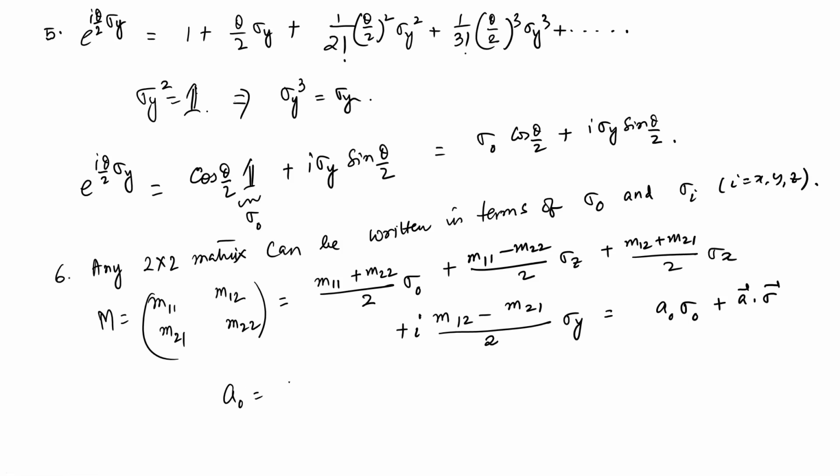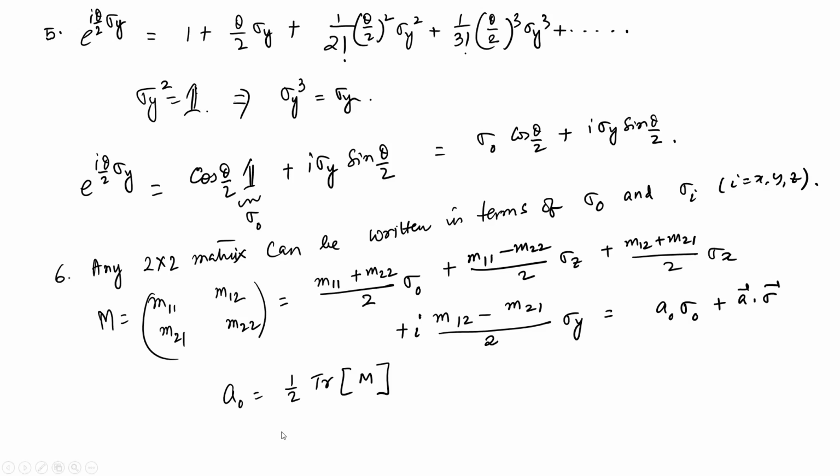So a0 is equal to half the trace of M, and of course we have trace of sigma i equal to 0 and sigma i square equal to 1. All right, so these are in brief some of the properties of the Pauli matrices, which are the spin angular momentum corresponding to spin half. These relations are important in solving problems, and they help us to formulate the properties of these spin half objects.